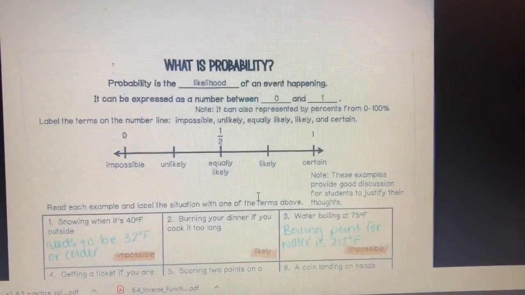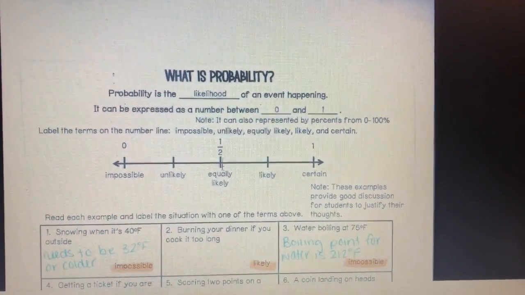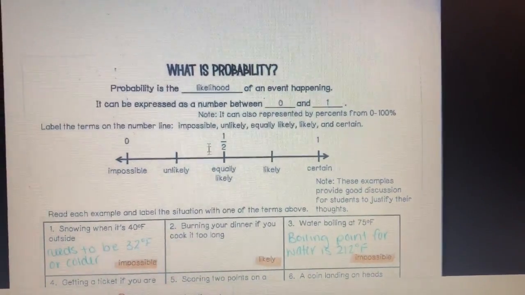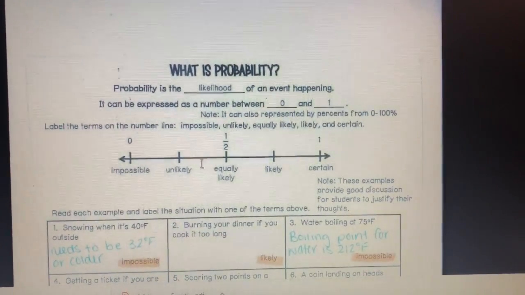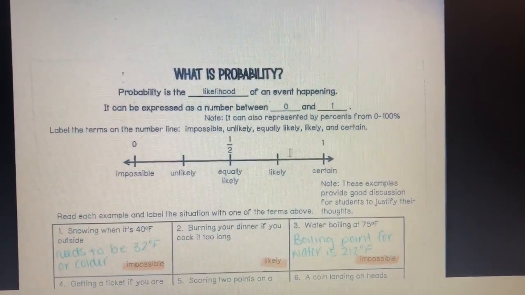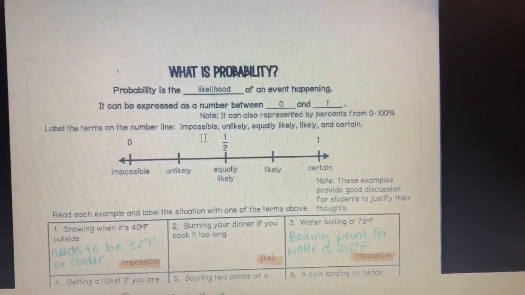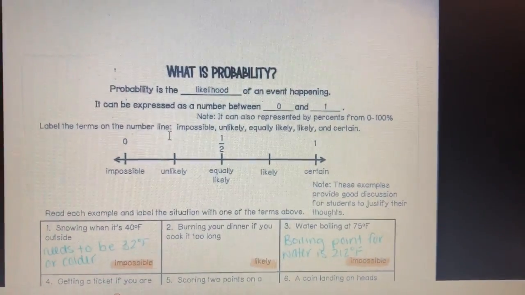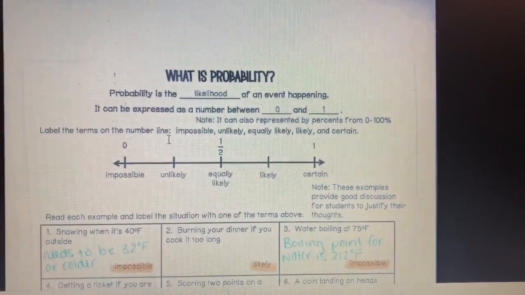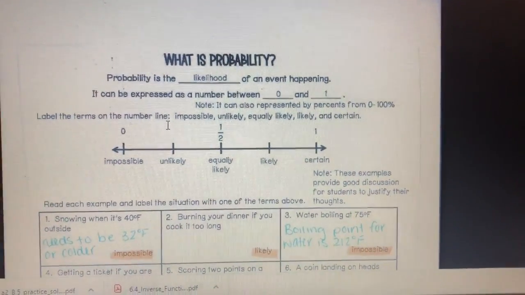Something that's equally likely, like flipping heads or tails on a coin, again, I'm going back to that example, your probability of that is equally likely to get heads or tails, so that is 1/2. And we can have probability anywhere in between here. We can also represent probability as a percent. So we can change that fraction into a percent from 0 to 100%.